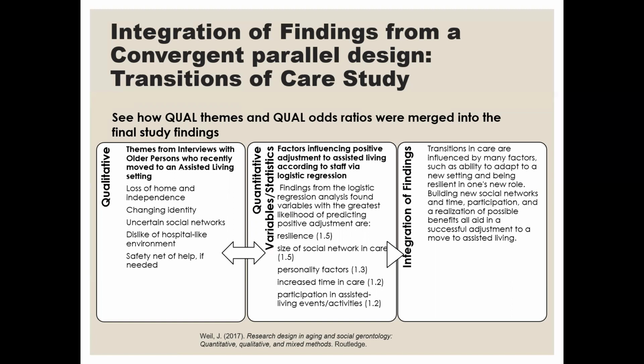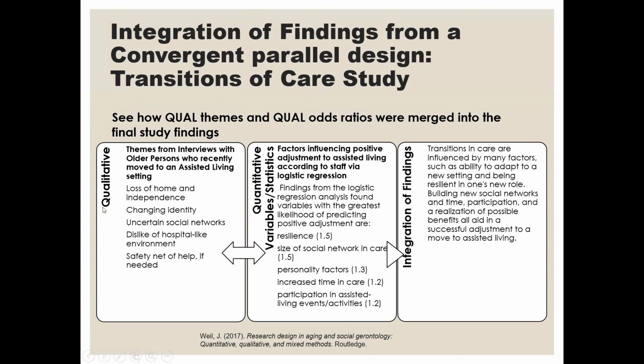And if you look, well, that should be quant. I'm sorry, this should be quant odds ratio. This is quant, not qual. You see that when we did the statistics, we did a survey or logistic regression, we found the things that were important in terms of adjusting to skilled care were individual resilience, size of someone's social network, personality factors, living in care longer, and having participated in activities where you live in your care setting.